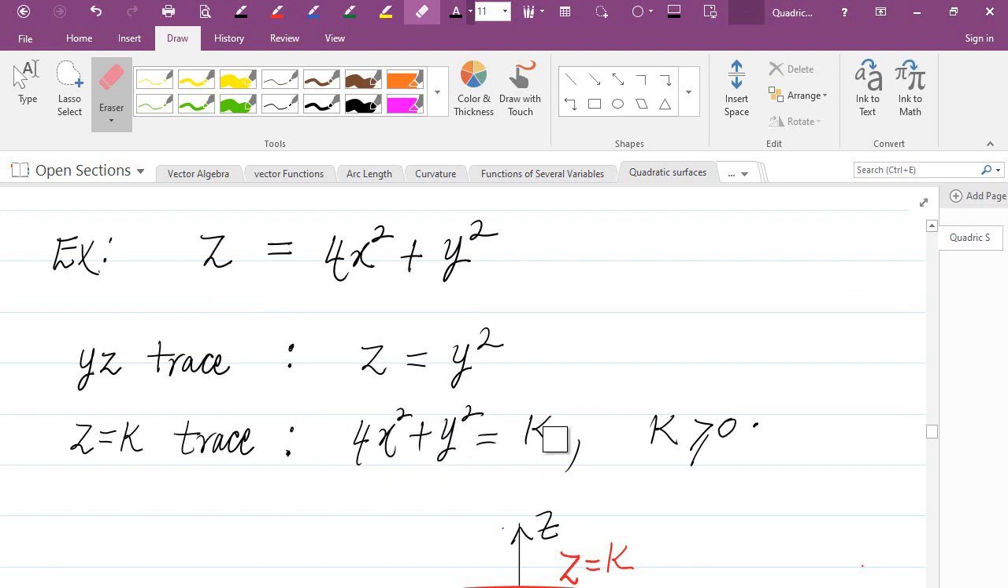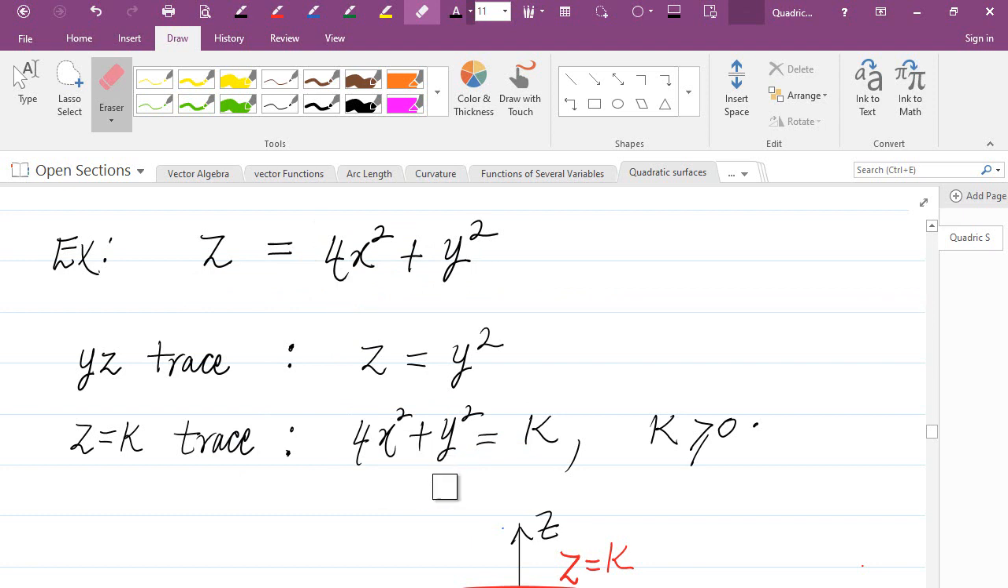Well, you just plug in z to be k, you get 4x squared plus y squared is equal to k. And we see that this is the equation of an ellipse. Now, obviously k has to be non-negative because the left hand side here is non-negative. So when k is negative, there is no trace. Even by looking at the equation itself, the right hand side is the sum of two squares, so it is non-negative, so the left hand side has to be non-negative. In other words, the graph must be above the xy plane.